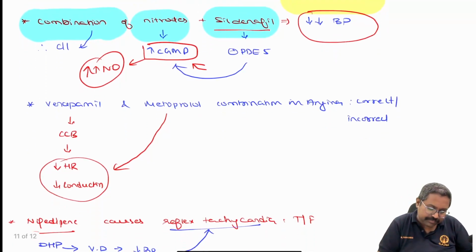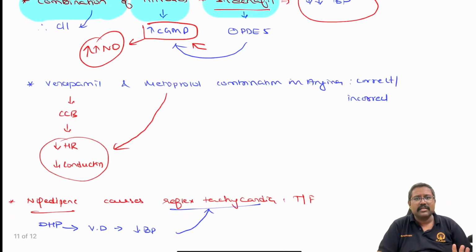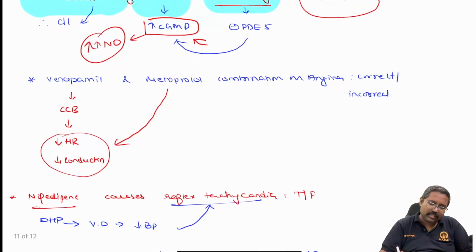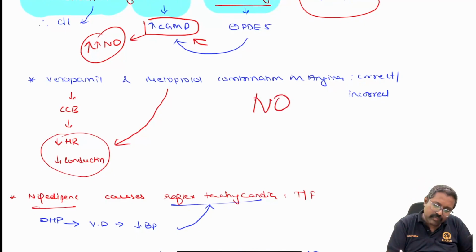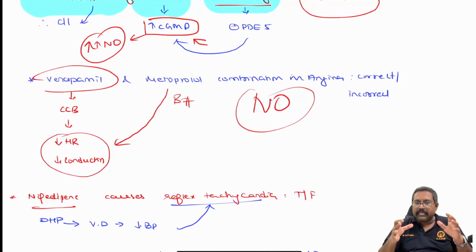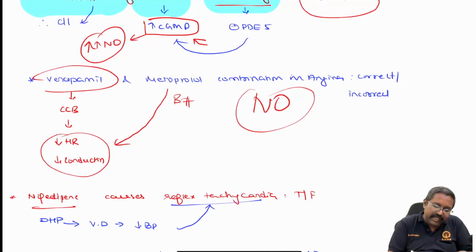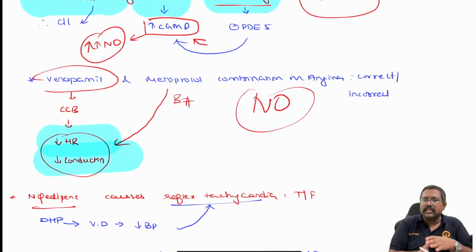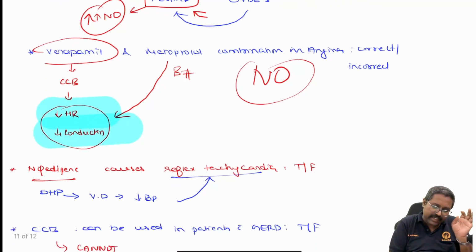Can we combine verapamil with metoprolol in case of angina? Again, no. The big no. Why? The reason being, verapamil is a calcium channel blocker, metoprolol is a beta blocker. The combined effect is a decrease in the heart rate and a decrease in the conduction. There can be AV block. So it is totally contraindicated.